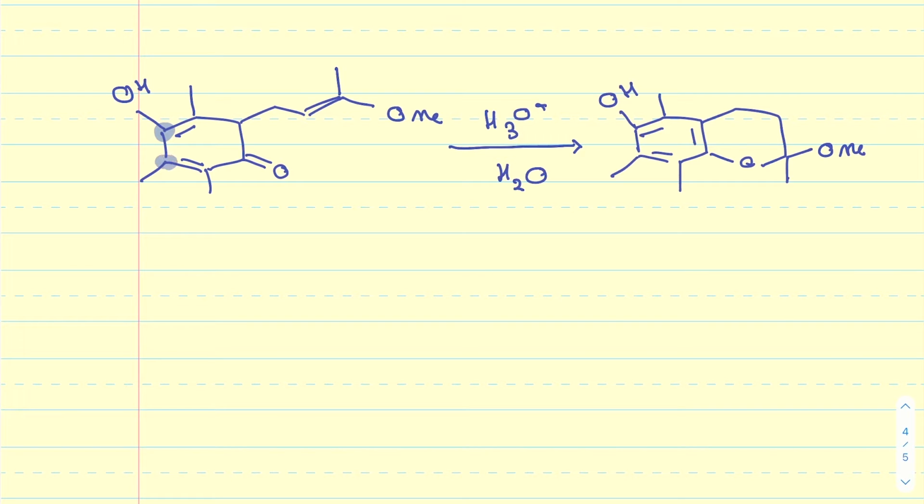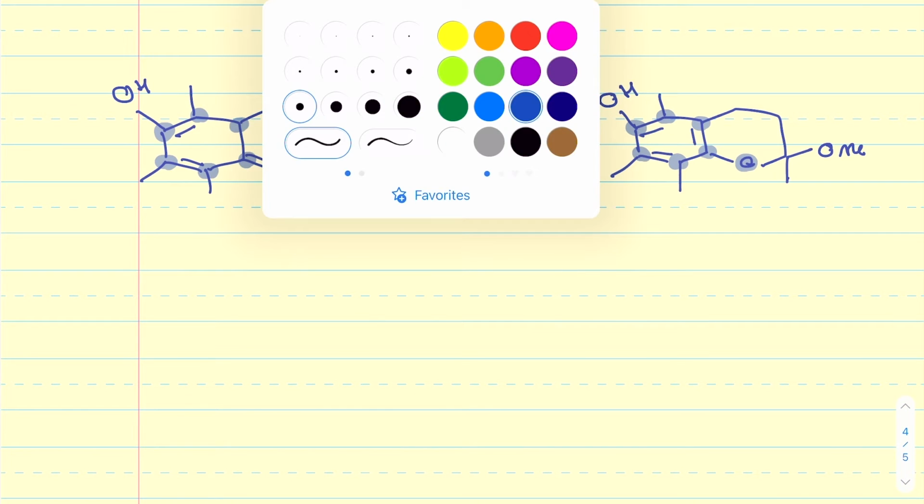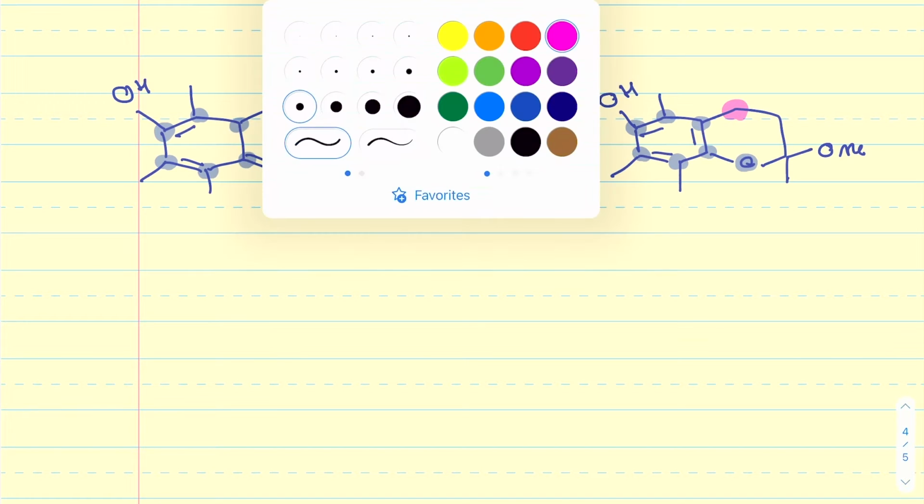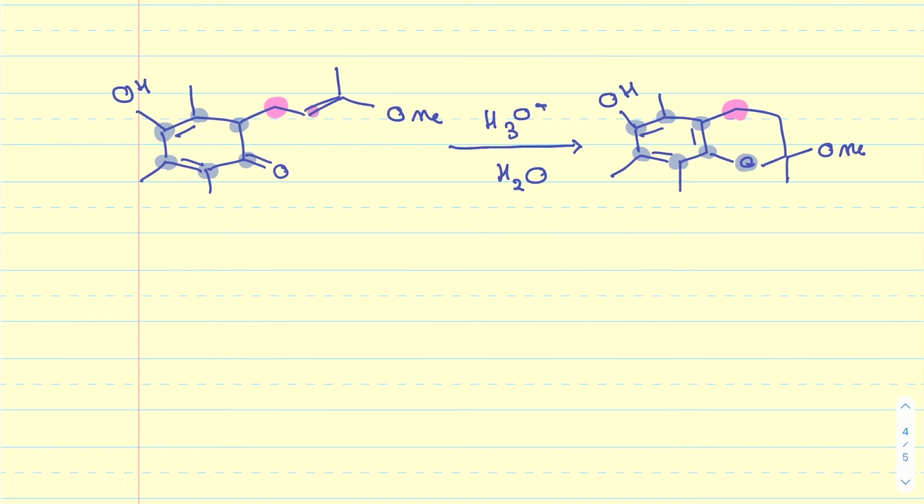First of all, when I look at the structure of the starting material and compare that to the product, it appears to me that this six-membered ring is very much in place. Not much happened to it. So I'm going to highlight these carbons with blue, and that oxygen seems to be in place. That being said, this pink carbon seems to have ended up here.